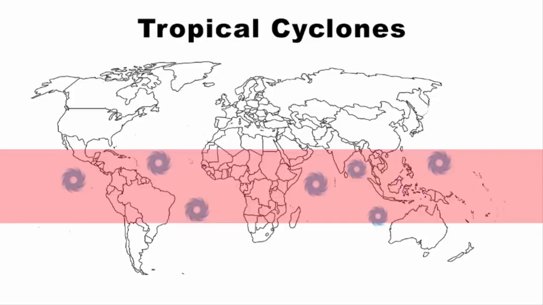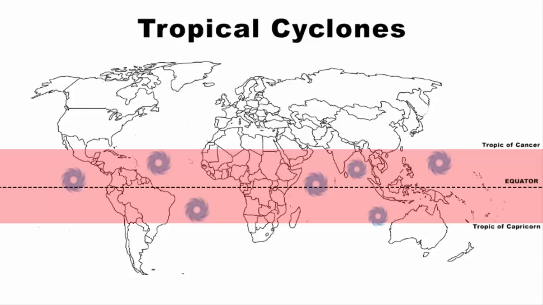As you all know, this is the tropical region. It is the region of the Earth near the equator and between the Tropic of Cancer in the northern hemisphere and the Tropic of Capricorn in the southern hemisphere.